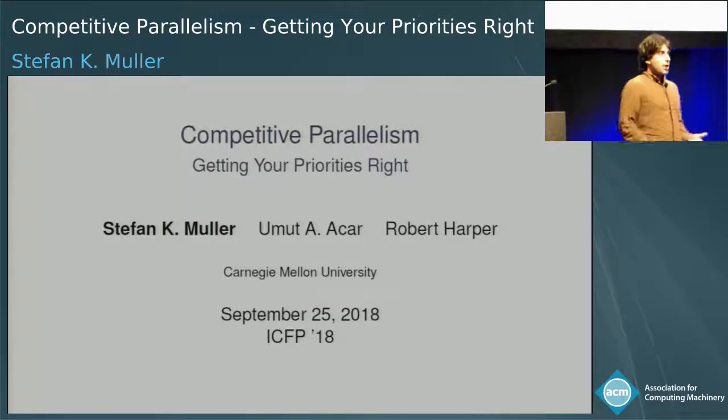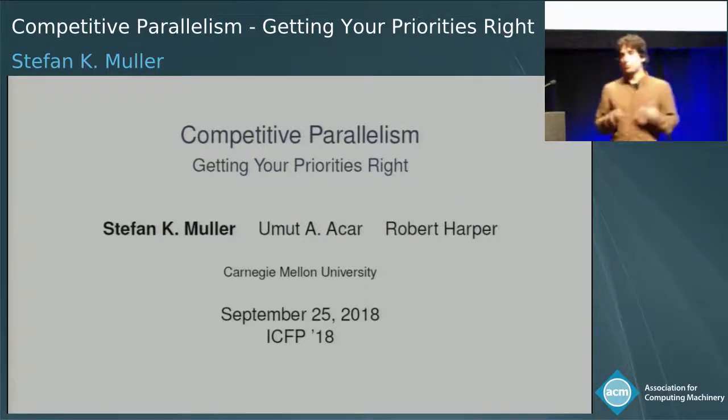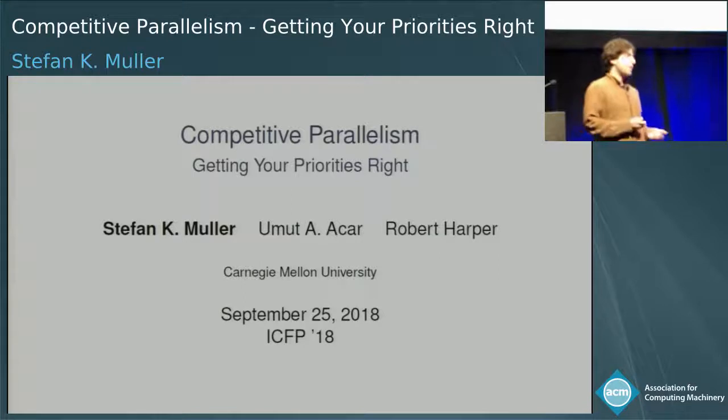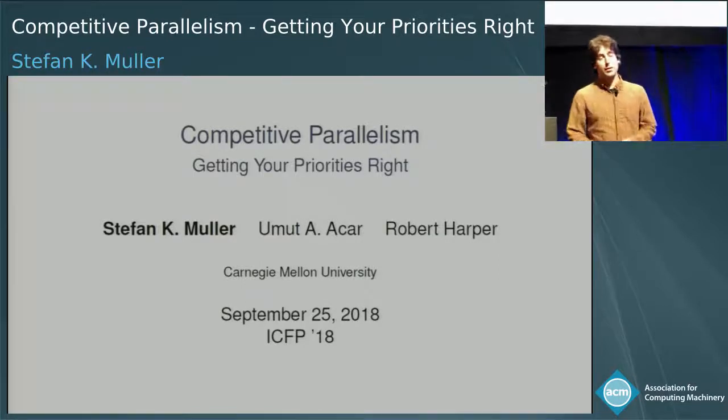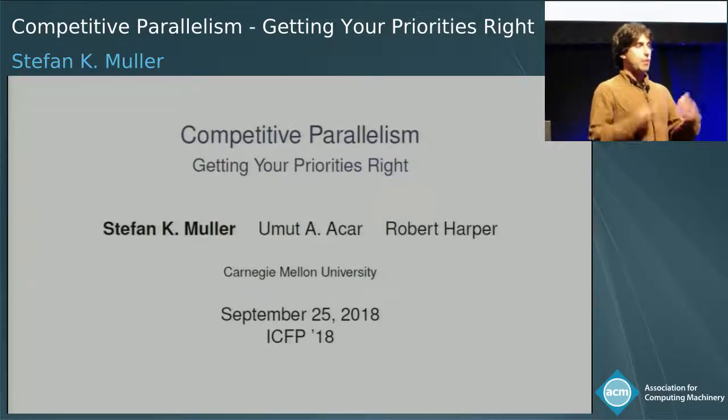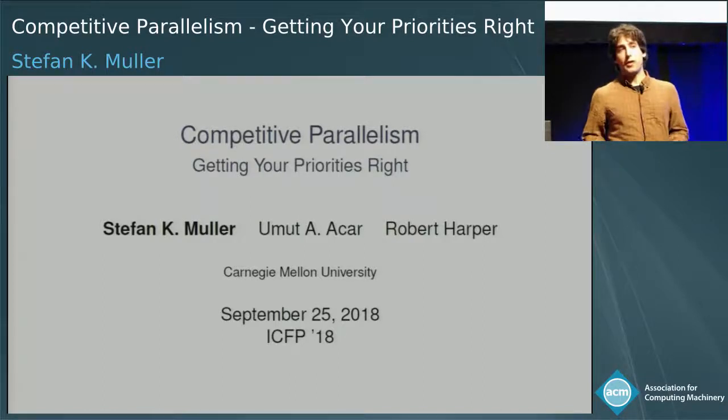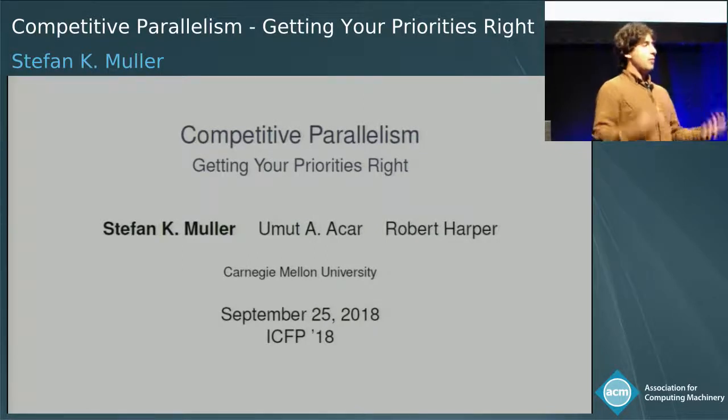So broadly, I'm talking about responsive parallel programs. To give an introduction to what I mean by responsive parallel programs and why I think you should care, I want to start by talking about a responsive program that you all probably use every day. Some of you are probably using it right now. And then talk about parallelizing it. So the responsive program I'm talking about is an email client.